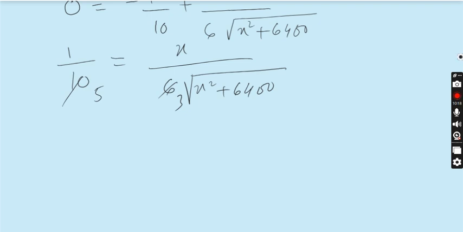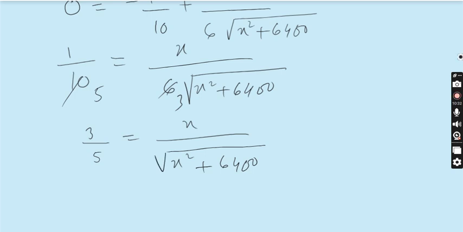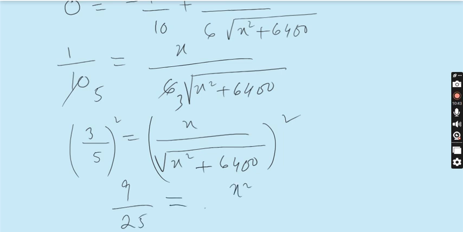Cancel this 5, this 10 and 6: 2 5s are 10 and 2 3s are 6. This 3 is divided over here, this should multiply by 1, so it is 3 upon 5 equals x upon square root of x square plus 6400. In order to find the value of x, we must apply squaring on both sides. So 3 square is 9, 5 square is 25, equals x square.